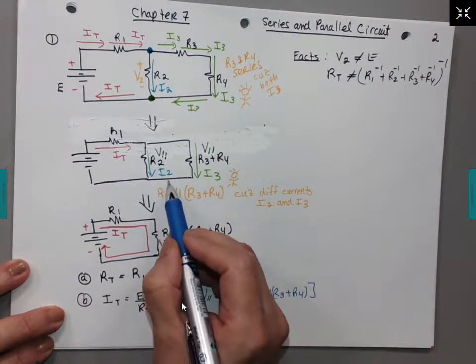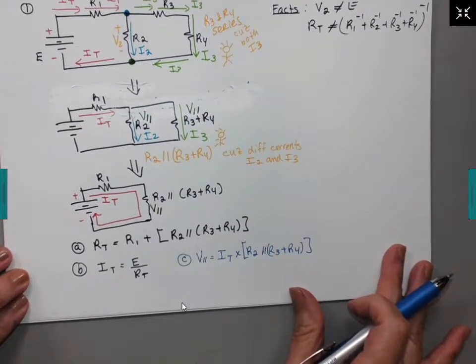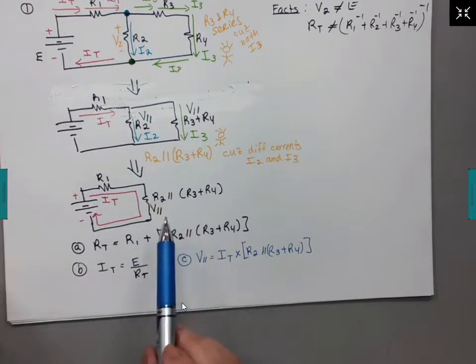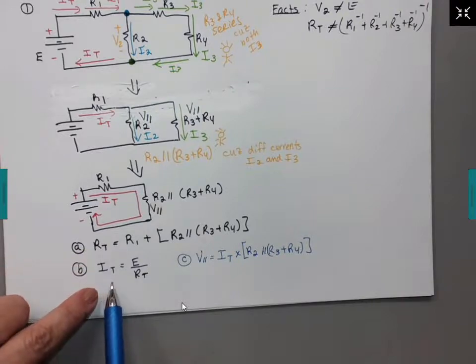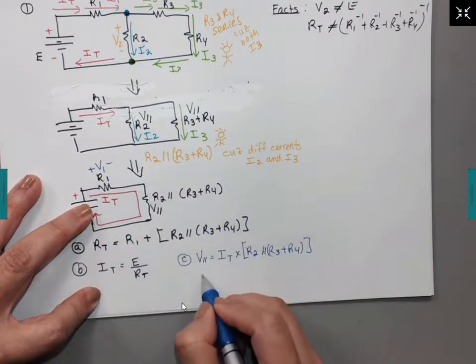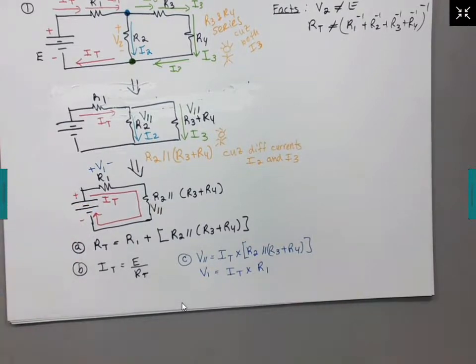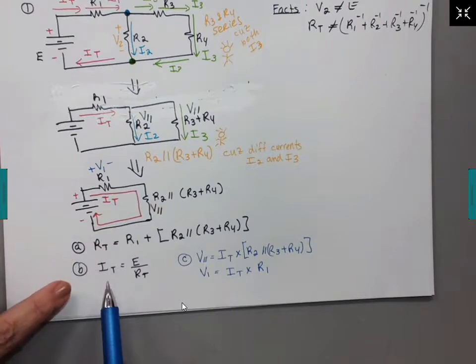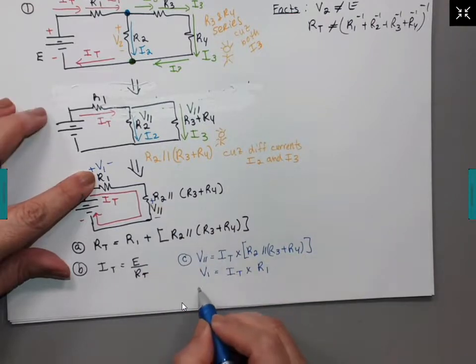Once you have V parallel, could I find I2? Okay, no problem. So usually what I do with these problems is that I find RT, I find IT, and I find V parallel and V1. So V1 is equal to IT times R1. It's like peeling an onion. So now we're in the center of the onion. We found IT. And now I'm going to go find other layers. So usually I find RT, IT, V parallel, and V1. So these two guys should be equal to E.